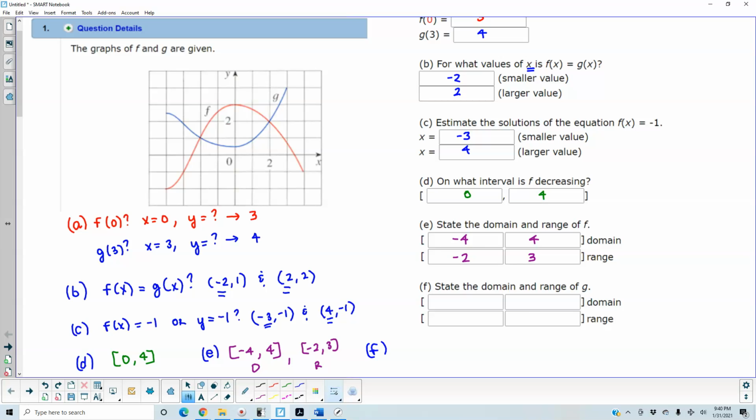So if we take a look at g, the function starts here at -4 for the domain, and then it ends here at 3. So therefore, the domain goes from -4 to +3.